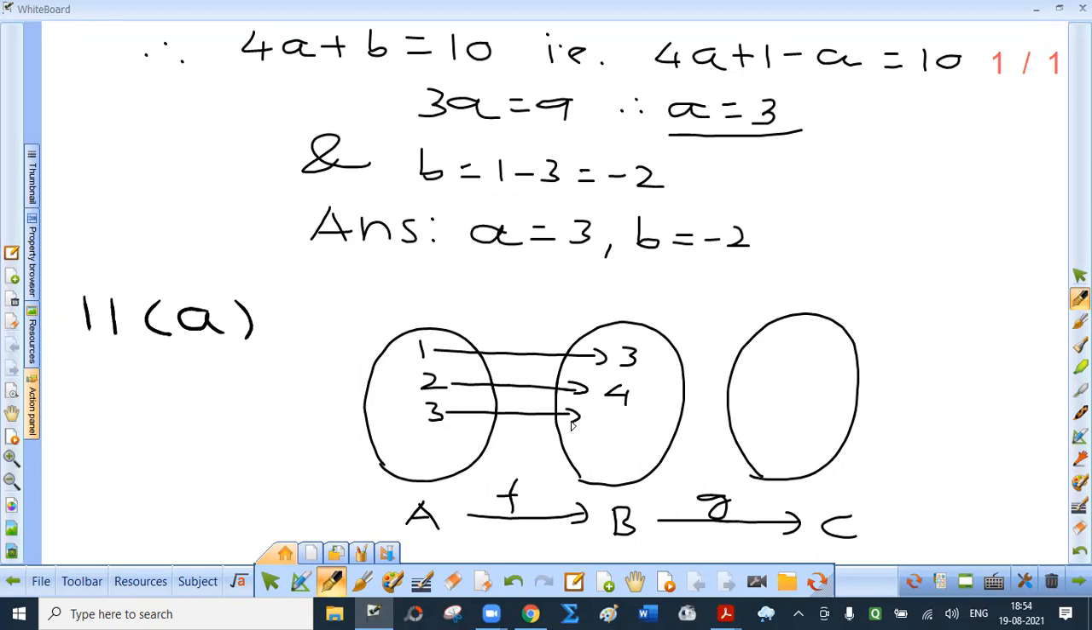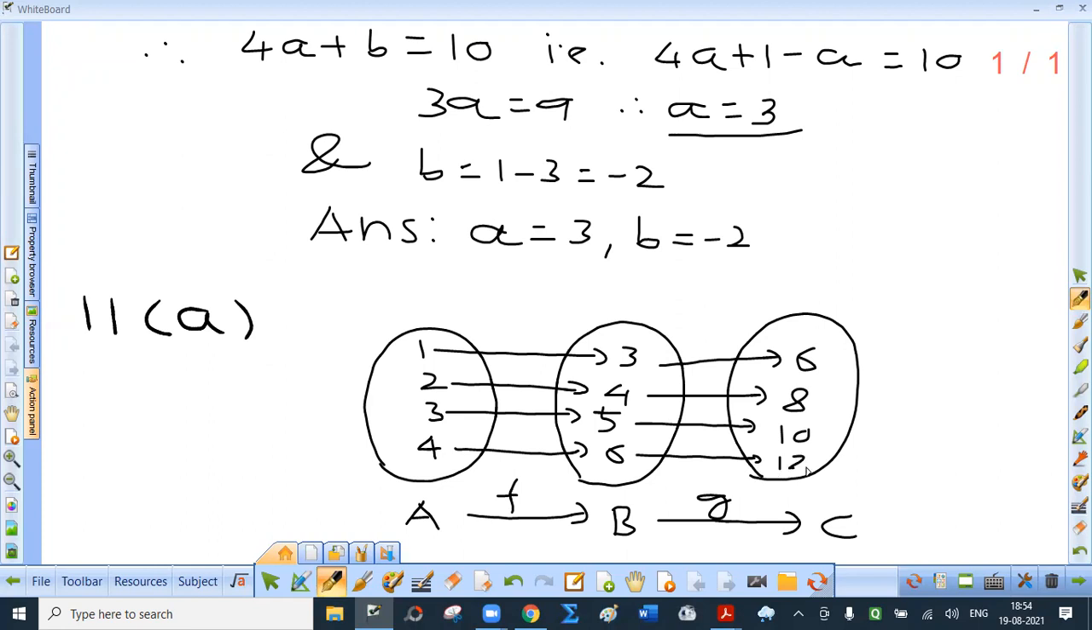3, 5, 4, 6. Okay. What about g? Now 3 is associated with 6, it is given, 4 with 8, 5 with 10, 6 with 12.